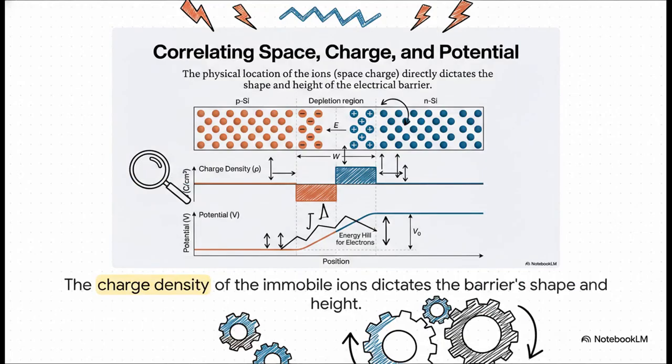And this is where it all comes together. Check this out. The top diagram shows the physical reality, those immobile positive ions on the left, negative on the right. The middle graph just plots that as charge density. But then if you do a little bit of math on that, you get the bottom graph, the potential. The shape and the height of that energy hill we were just talking about, they are directly created by the width and charge of the depletion region. It's all just different ways of looking at the exact same thing.